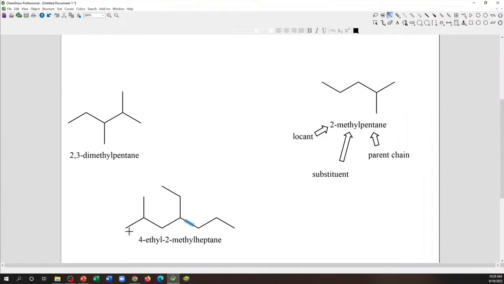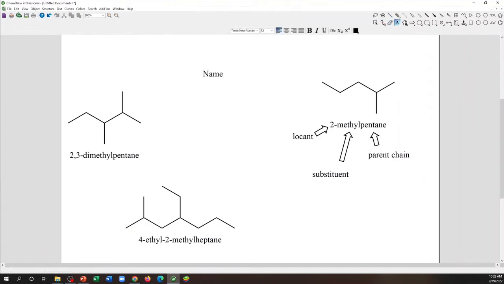Okay, what you'll notice is that my first branch occurs at the 2 position, and that's a methyl group, and my second branch occurs at the 4 position, and that's my ethyl group. The methyl is written after the ethyl because these substituents, which are the things hanging off the parent chain, are placed in alphabetic order.